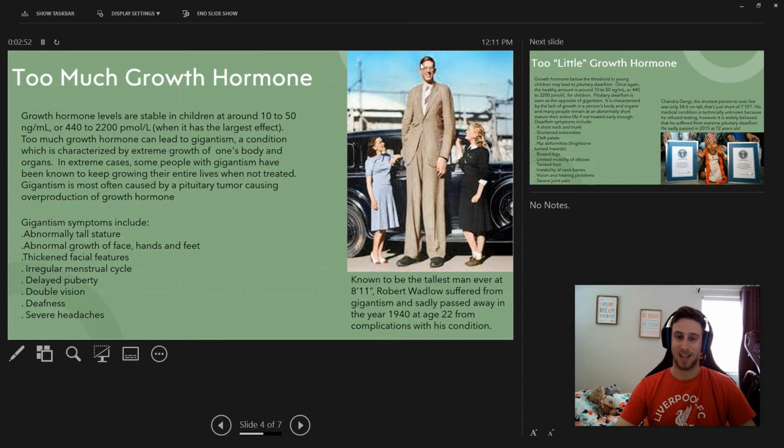This guy, Robert Wadlow, grew to 8'11" by 22 years old when he unfortunately passed away because his body could not keep up with his condition.